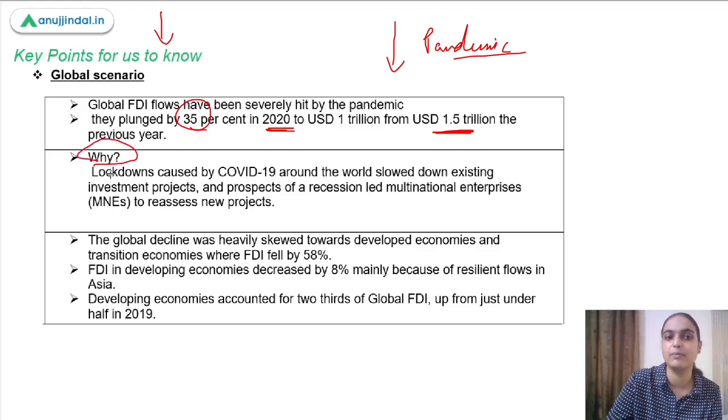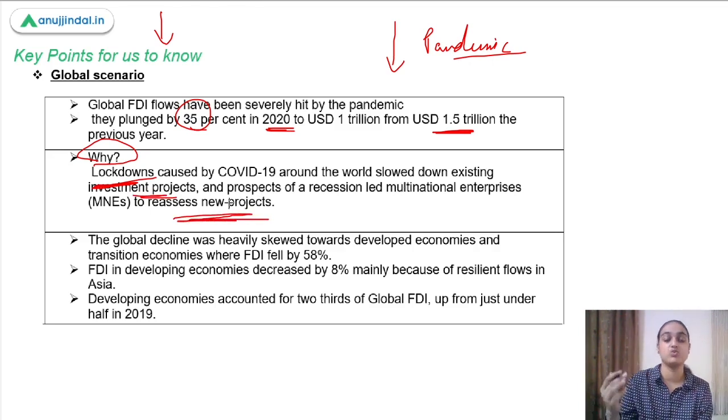Why that has happened? Because of the lockdowns which were imposed due to COVID around the world. It has slowed the investment projects. So, jo bhi investments aati thi FDI wagera ke form mein, wo slow down hui hai. The prospects of recession led MNCs to reassess new projects. Okay, MNCs were not able to take over the existing projects which they planned for.